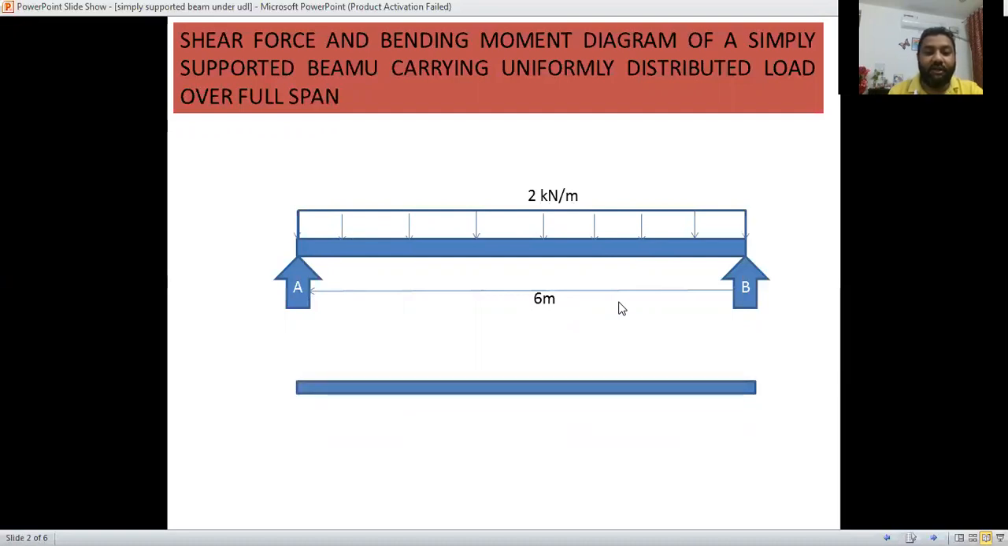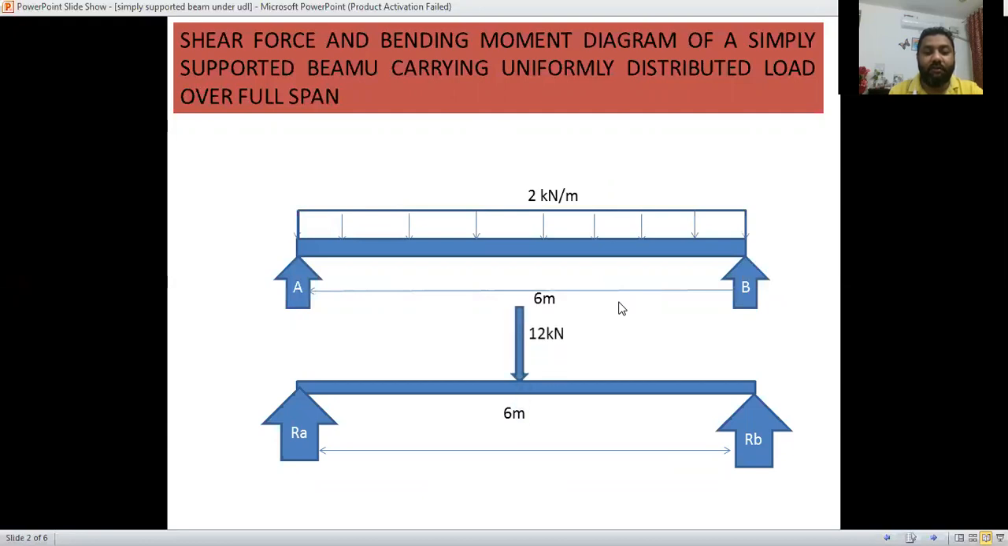So for the free body diagram, this is the beam. The reactions at points A and B are RA and RB, which I have taken. 6 meters is the length. Because of the UDL of 2 kilonewton per meter, the total point load will be 2 kilonewton per meter multiplied by 6, that is 12 kilonewton, and this 12 kilonewton acts at the midpoint of the 6 meters, so 3 meters from point A. Now, by using the equilibrium equations, we can find the values of RA and RB.